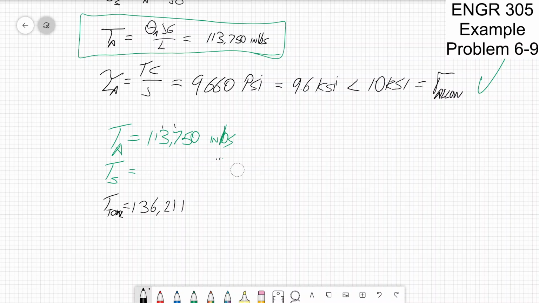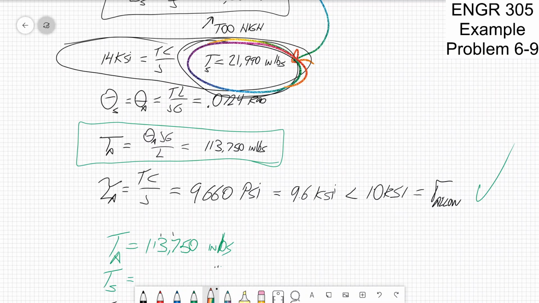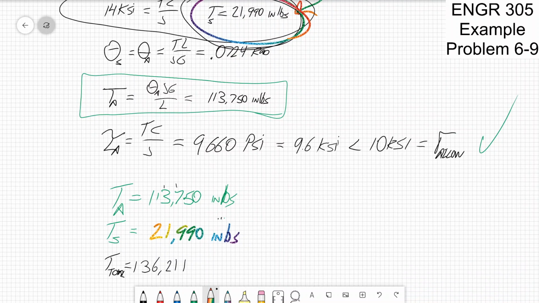Let's try that a third time. Let's go with magic colors now. That's the torque of the steel, 21,990 inch-pounds. And then that makes the total.